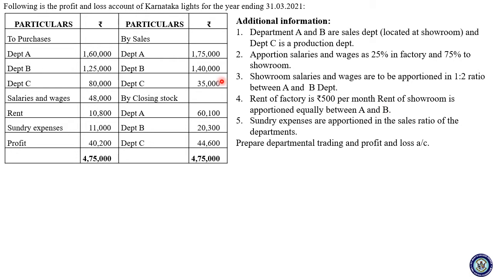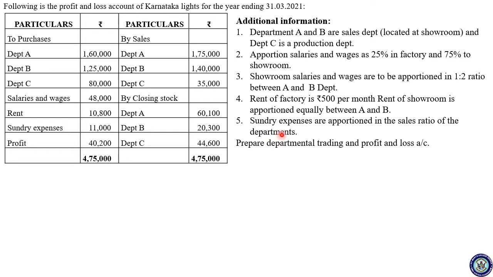I repeat, my total rent is 10,800. The rent of the factory is 500 per month. So you convert it into a year: 500 into 12 comes to 6,000. So 6,000 is the rent paid on the factory. In a year I paid 10,800, so 6,000 relates to the factory and the remaining relates to the showroom, that is the remaining departments. Now in which ratio? Equally, which means 2,400 each.